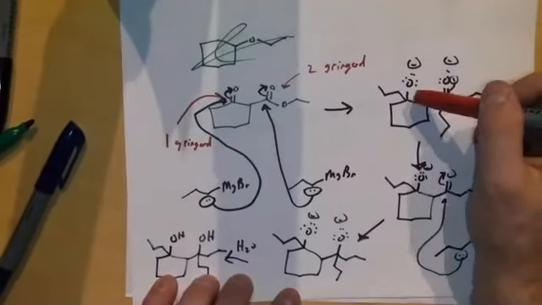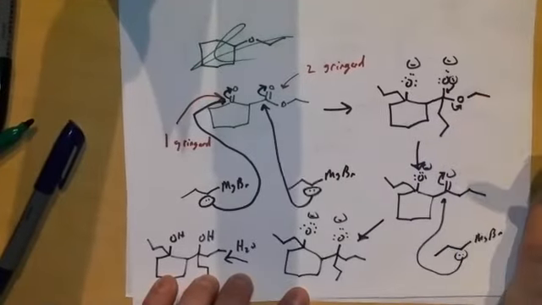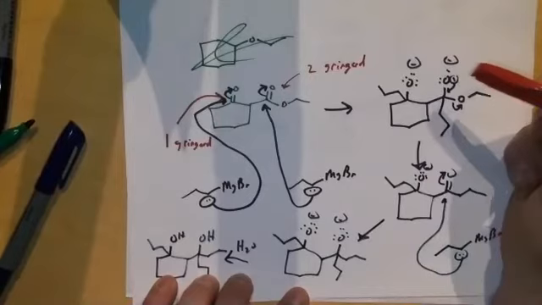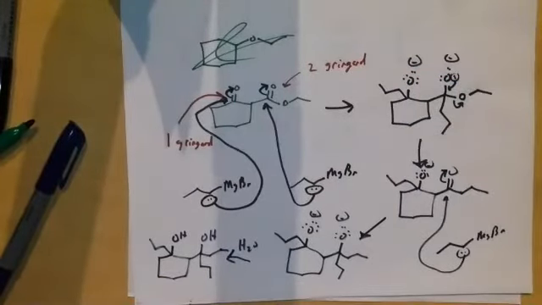Versus over here, there's nothing to kick out. Carbon-oxygen bonds are pretty weak. Carbon-hydrogen and carbon-carbon bonds are really strong. So these are kind of stuck where they are. They can't do anything. They can only do the reaction once.